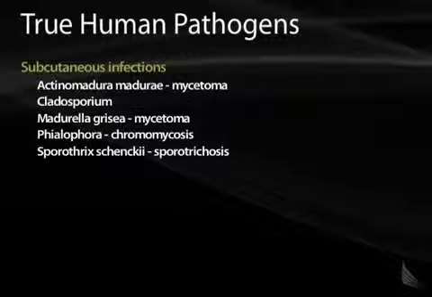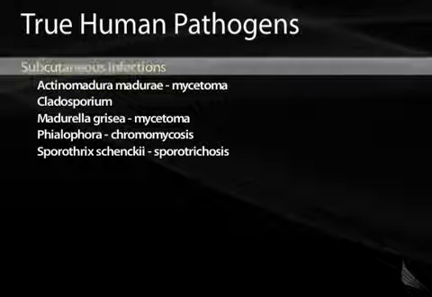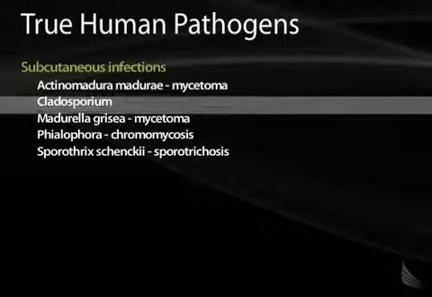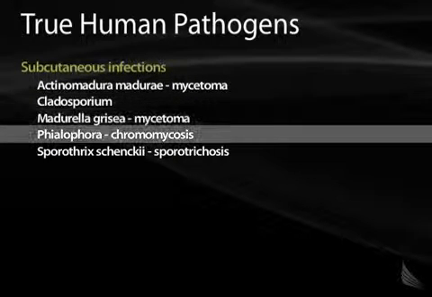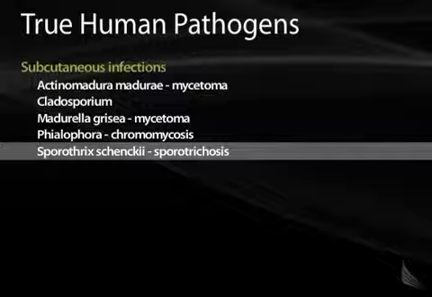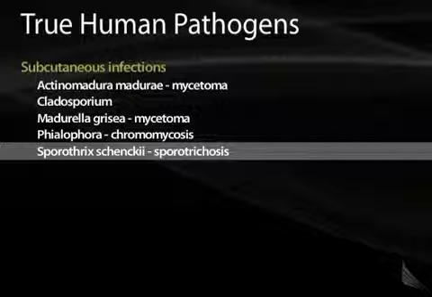In addition to cutaneous infections, fungi are known causes of subcutaneous infections. Actinomadura madurae, Cladosporium, Madurella grisea, and Pyrenochaeta, in addition to Sporothrix schenckii, are known causative fungi which cause subcutaneous infections. With Sporothrix schenckii, you'll want to be careful for a history of gardening, especially being pricked by a rose thorn.